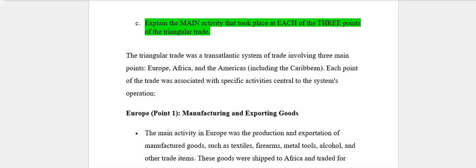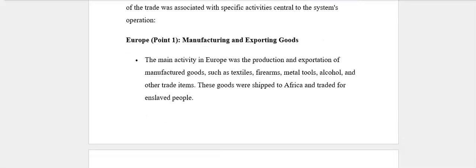So we had point A from Europe, point B, Africa, and point C, the Americas, including the Caribbean. Now, each point of the trade was associated with specific activities that were central to the system's operation. So we are going to look at the main activity that took place at each of the 3 points of the triangular trade. So let's look at point one, which was Europe.